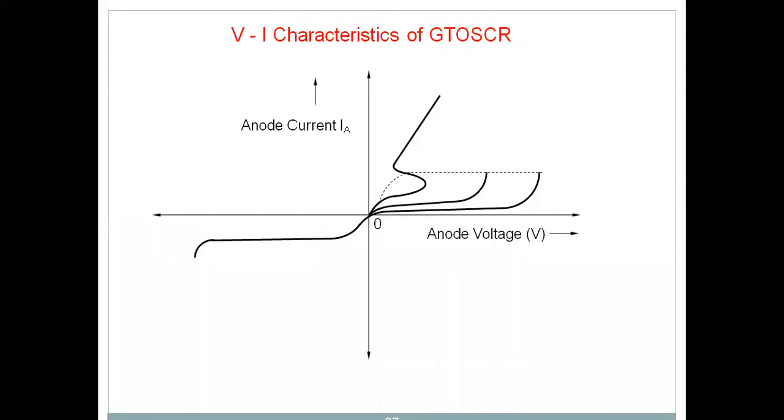This is the VI characteristics of GTO SCR, and this is the first graph drawn with gate current equal to 0, and this is with some gate current. Those characteristics lie between the first quadrant and the third quadrant. On the x-axis voltage will be taken and on the y-axis anode current will be taken.